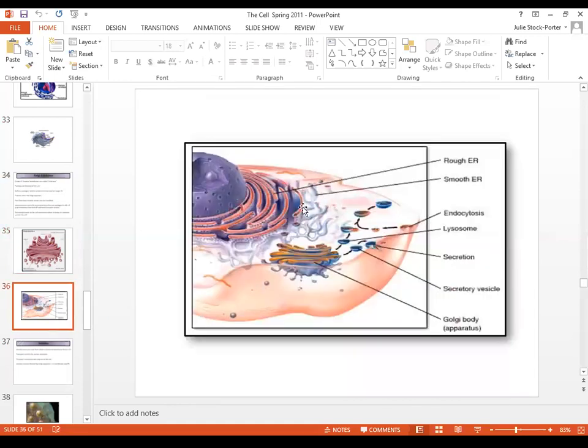And here's another picture. I like this because you can see it all put together. Here's the nucleus. Here's the rough and smooth endoplasmic reticulum. From the rough endoplasmic reticulum, do you see these vesicles that are taking the proteins that were produced here and dropping them off to the Golgi apparatus where they're going to refine them.